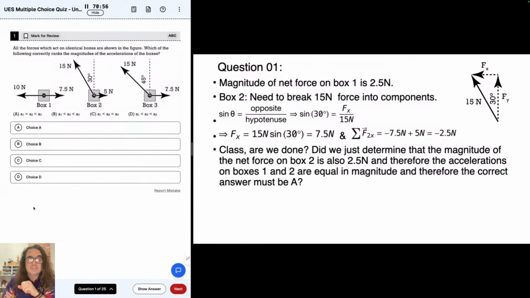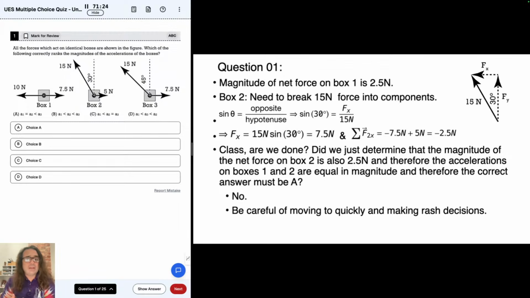Right. So class, are we done? Did we just figure it out? Right. There is a y component. All we did on box 2 is figure out that the x component for box 2 is the same as the net force for box 1, but box 2 still has that y component. So please realize that you have to be careful of this, and be careful of moving too quickly and making rash decisions on the AP exams. You're going to feel compelled to just move really quickly, and you need to learn what an appropriate pace is. You need to practice, and I of course have those practice AP exams. But just realize, no, you want to slow down and not make silly mistakes like that.